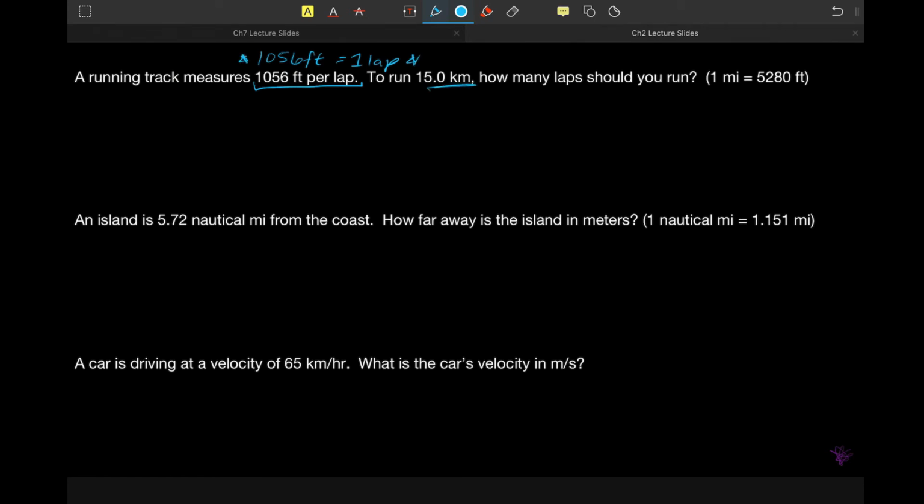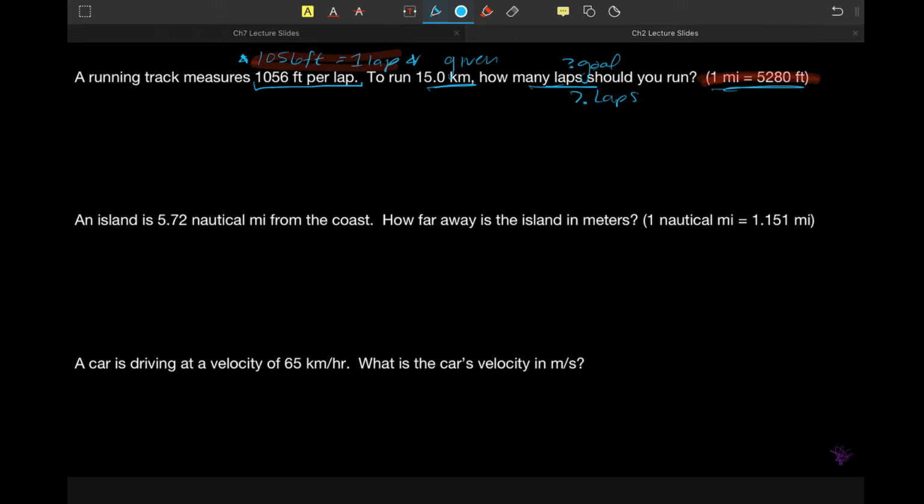Now it says to run 15 kilometers, this is our given. How many laps should you run? This is our goal. Here I have a relationship between laps and feet. Here I have a relationship between miles and feet. So I think we're good to go. Okay, so we'll go ahead and get started.